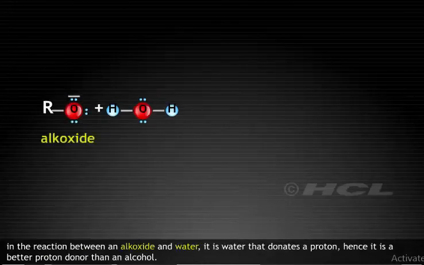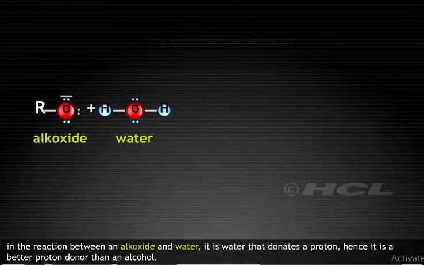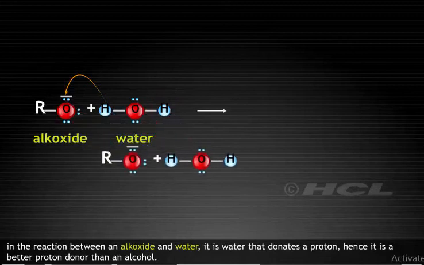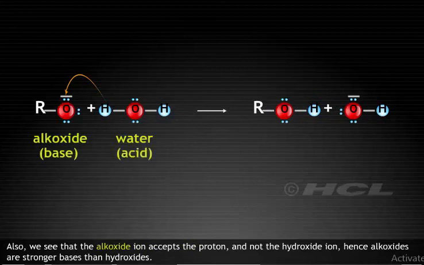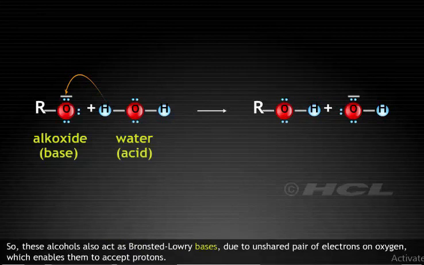In the reaction between an alkoxide and water, it is water that donates a proton. Hence, it is a better proton donor than an alcohol. Also, we see that the alkoxide ion accepts the proton and not the hydroxide ion. Hence, alkoxides are stronger bases than hydroxides. So these alcohols also act as Bronsted-Lowry bases due to unshared pair of electrons on oxygen.